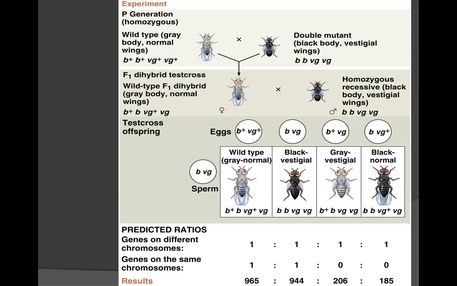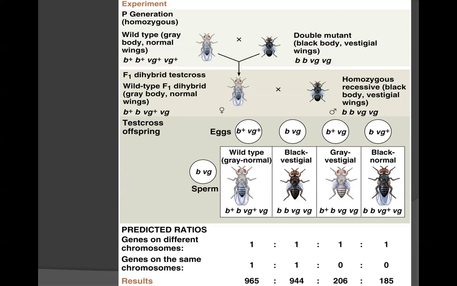The genetic makeup of that double mutant would be B B, VG VG, and it would have a black body and vestigial wings. Now let's take a look at the gametes that would be produced by these two individuals. Once again, from the mutant male, we would only have one gamete possibility, and that would be B VG, both mutant alleles. In the eggs, however, we have four different gamete possibilities.